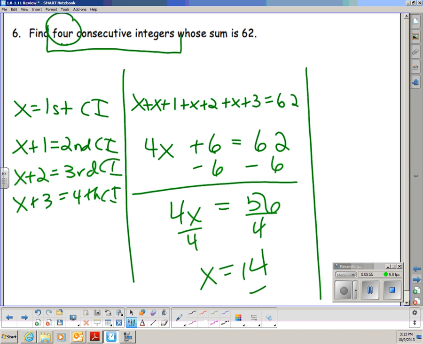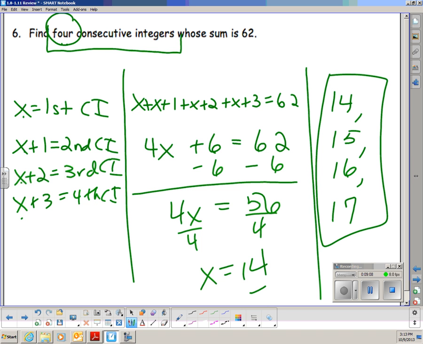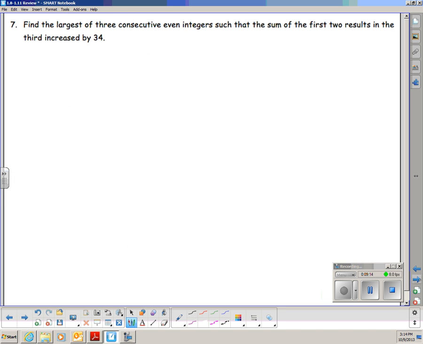So I start off with my x. My x is 14. 14 plus 1 is 15. 14 plus 2 is 16. 14 plus 3 is 17. And those are 4 consecutive integers. I could check these by adding them up and checking that they add up to 62. And in fact, they do if you add up these 4 numbers.